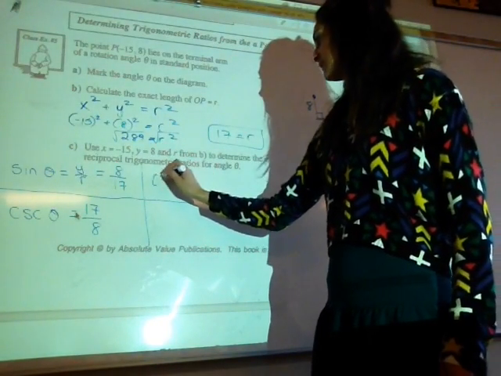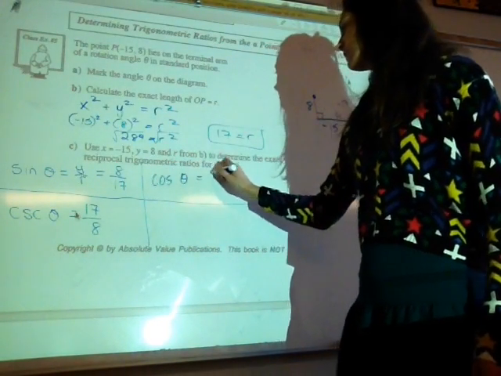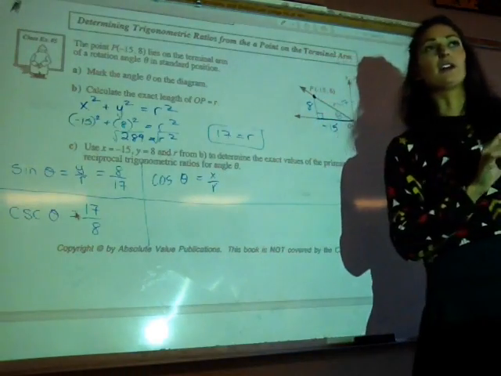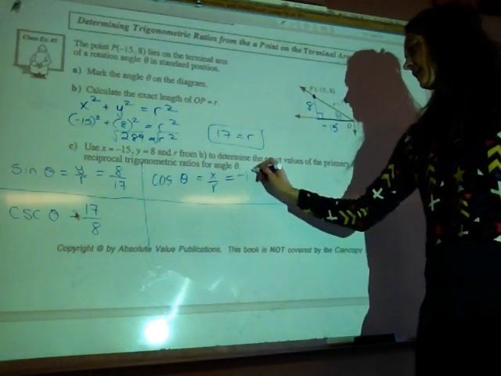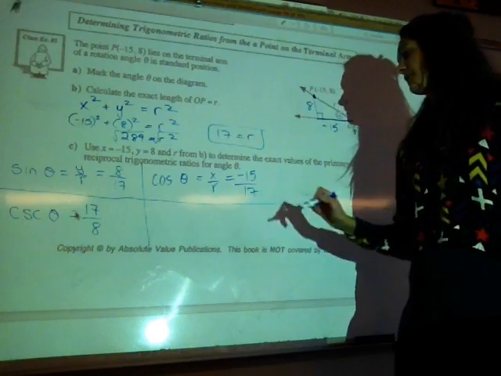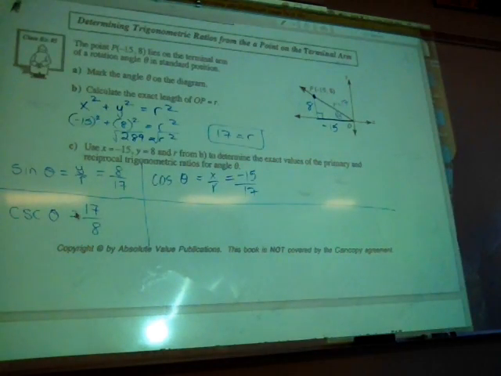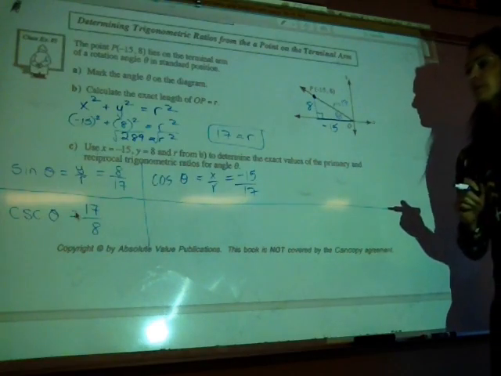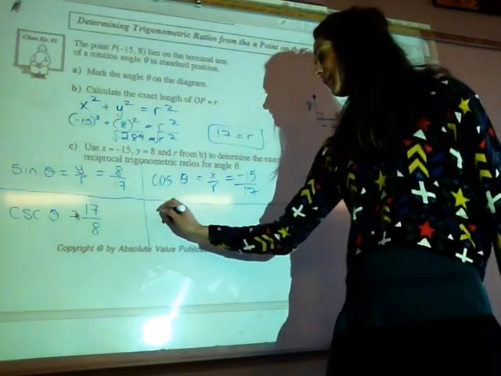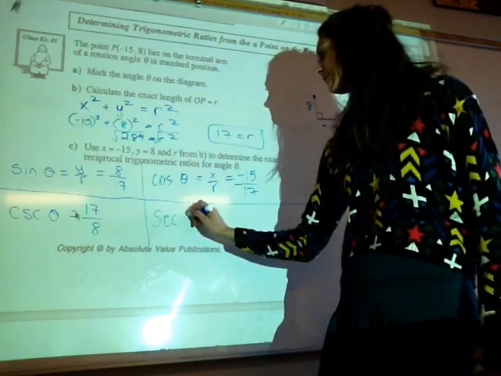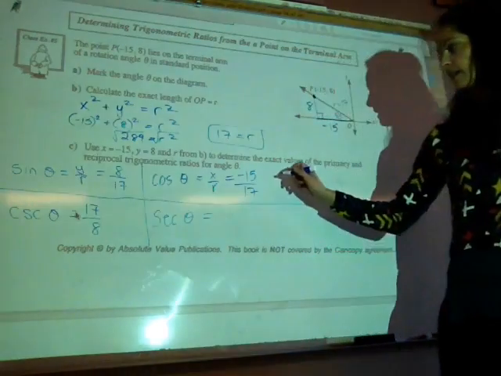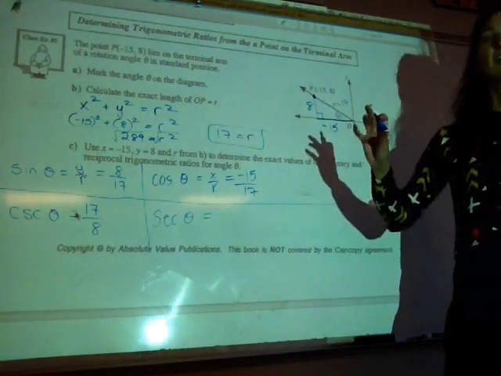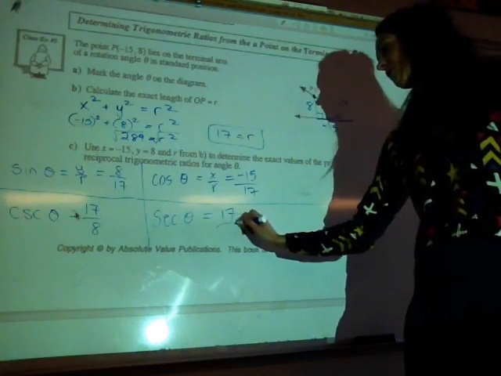Okay, now let's do cosine. Cosine was adjacent over our hypotenuse. Our adjacent's negative 15 and our hypotenuse is 17. So we have negative 15 over 17 as our cosine ratio. Okay, the reciprocal is secant. So taking negative 15 over 17 and applying the reciprocal, we get 17 over negative 15.